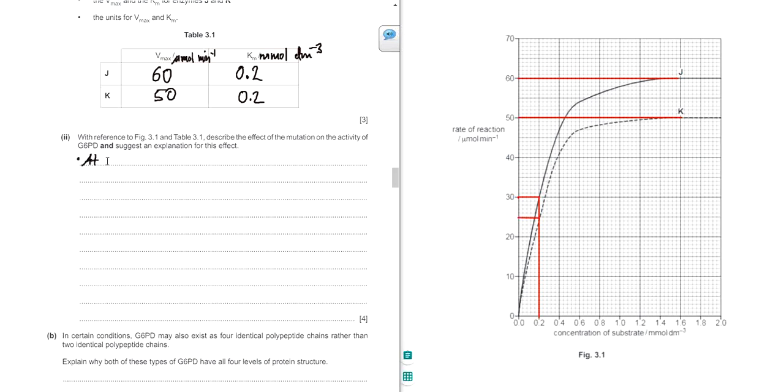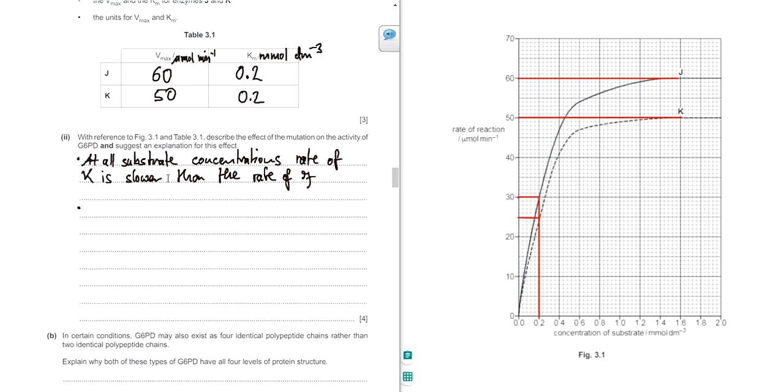So at all substrate concentrations, the rate of K is slower than the rate of J.